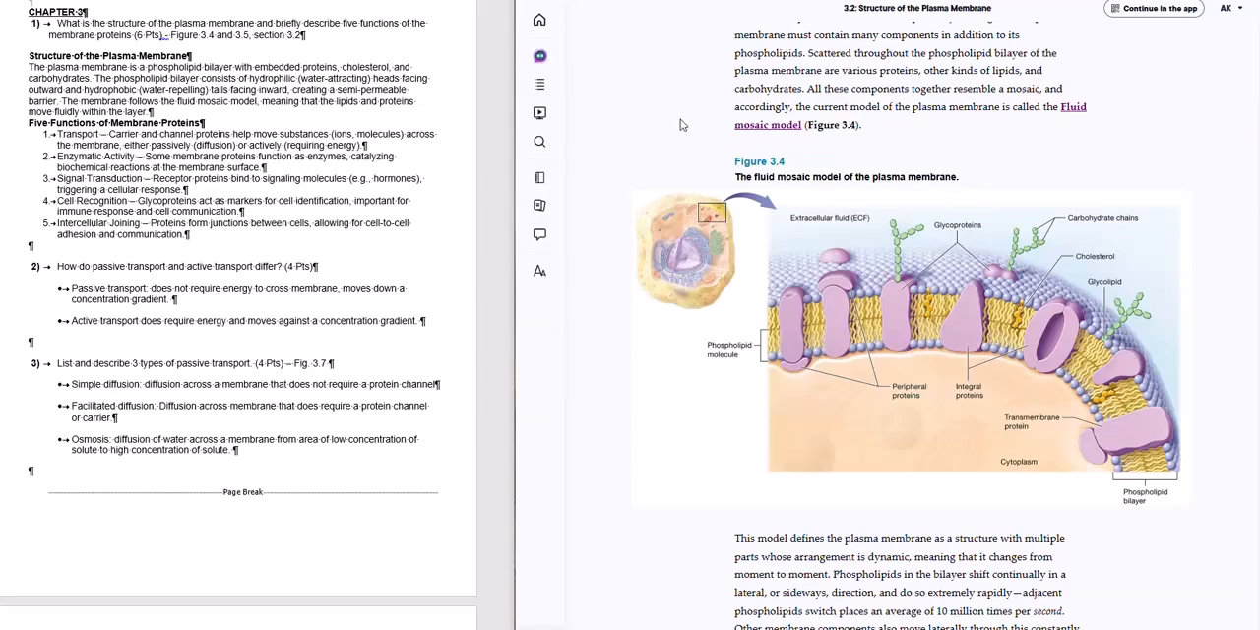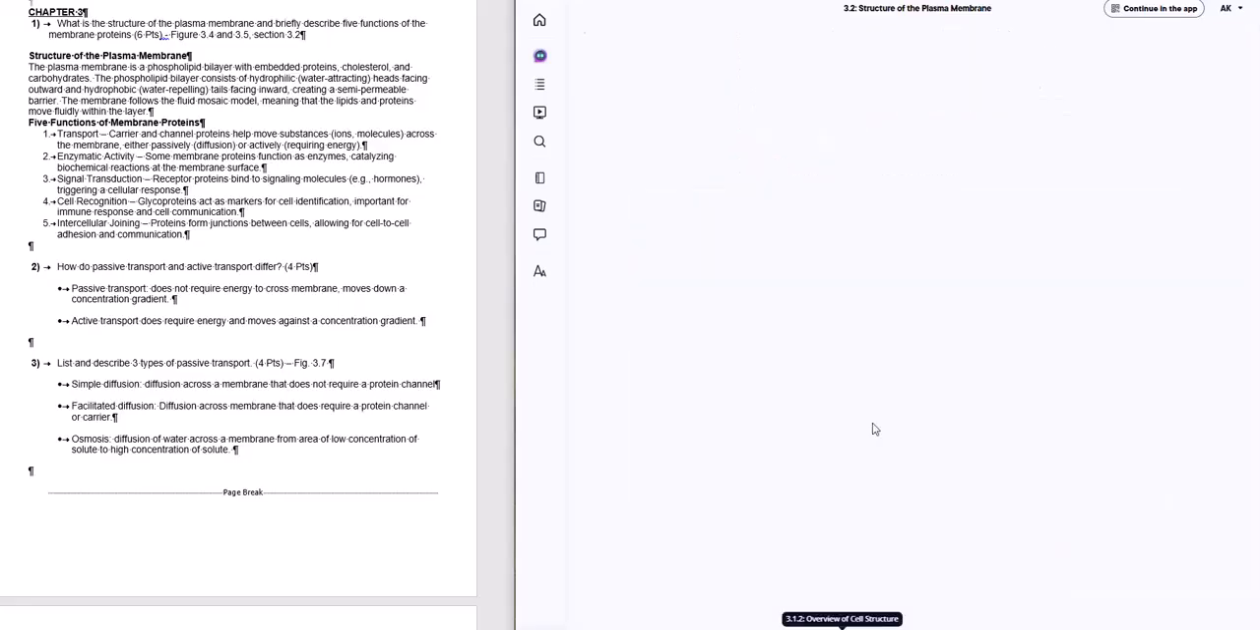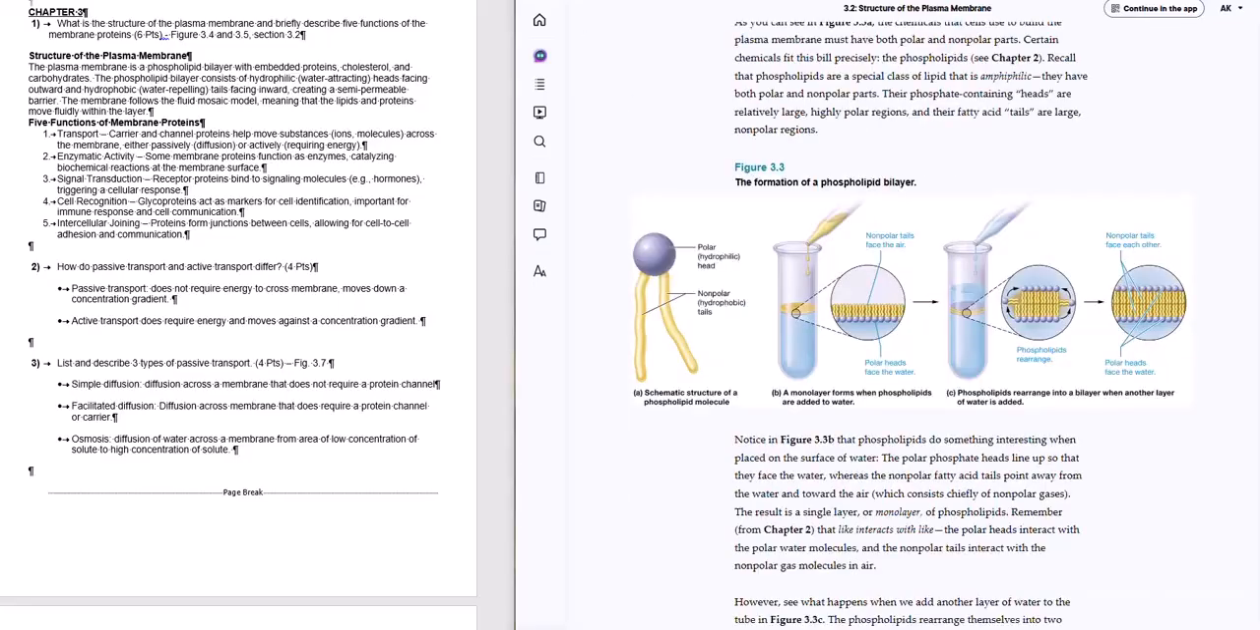So this will be a quick review for Chapter 3 in Exam 1. So remember, the structure of the plasma membrane is that it is a phospholipid bilayer. Remember that phospholipid bilayer is made up of a polar hydrophilic head and a nonpolar hydrophobic tail, meaning this one loves water, this one hates water, and that when you put them in a watery environment, the water-loving heads will point out and the hydrophobic tails will point in.